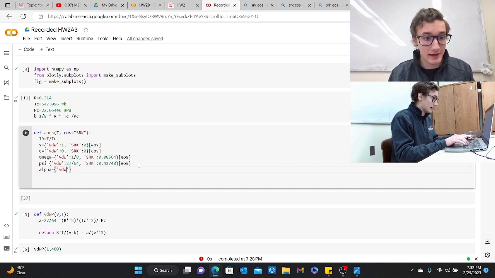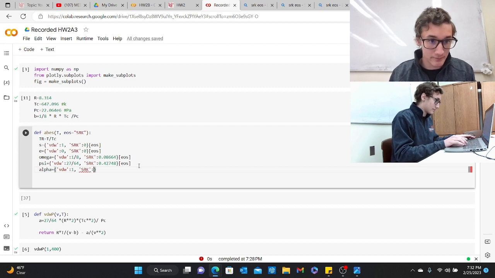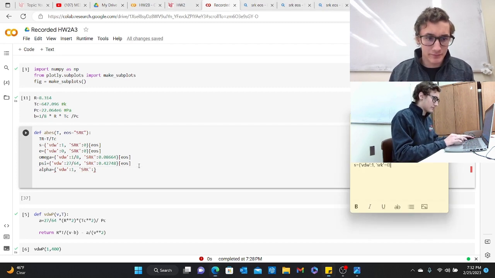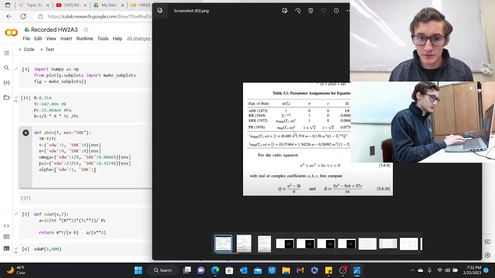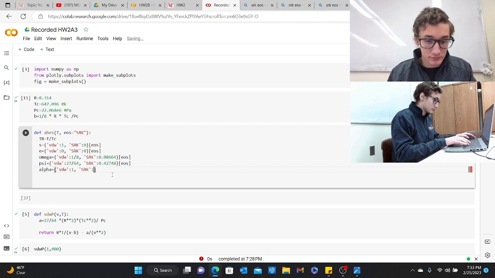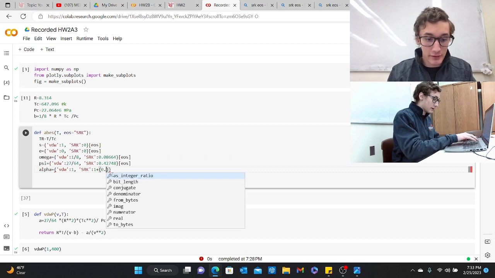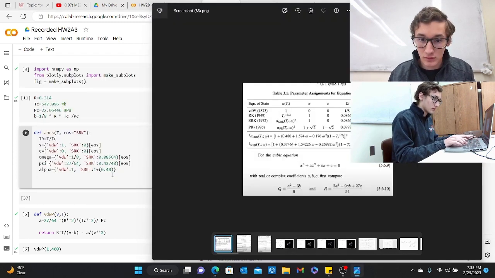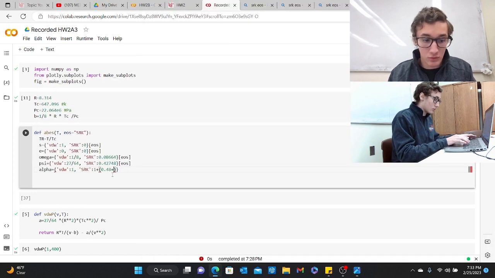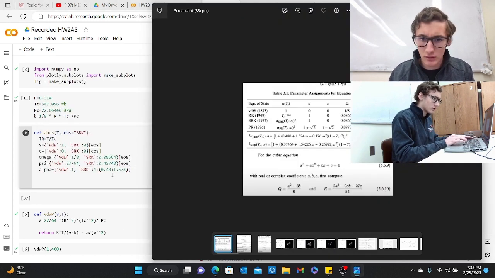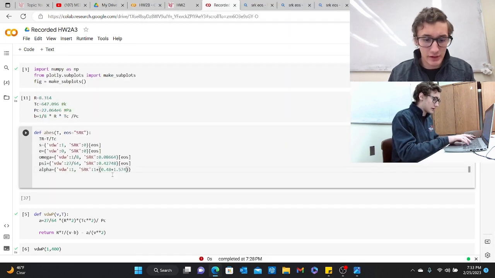VDW is lucky, as it is 1. However, SRK is, it's a long one too. It's 1 plus, well, you see we're going to need a W term, but I'll get to that later. It's 1 plus 0.48 plus 1.574 times W.